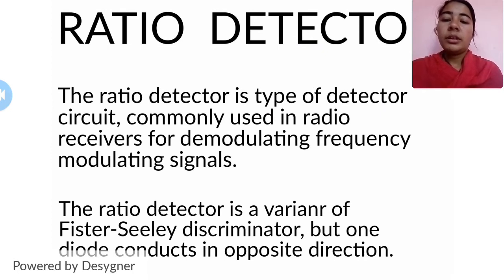Ratio detector. The ratio detector is a type of detector circuit commonly used in radio receivers for demodulating frequency modulation signals. The ratio detector is a variant of a Foster-Seeley discriminator, but one diode conducts in the opposite direction, and it uses a tertiary winding in a preceding transformer. The output is taken between the sum of the diode voltages and the center tap. The output of the diode detector is connected to a large value capacitor forming a dynamic limiter.